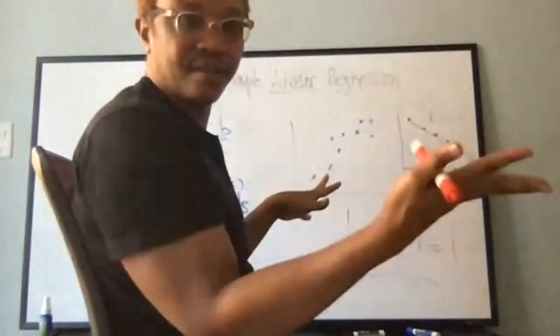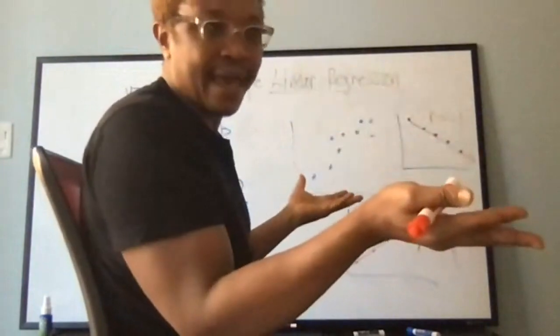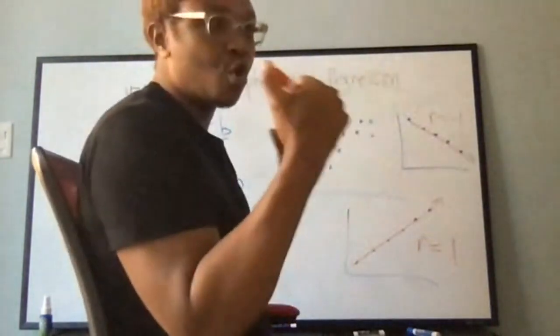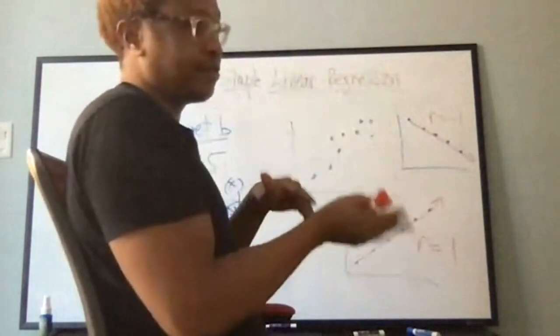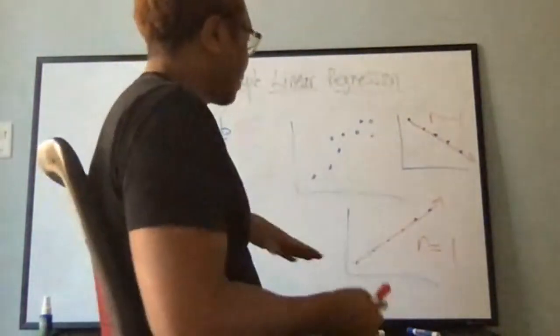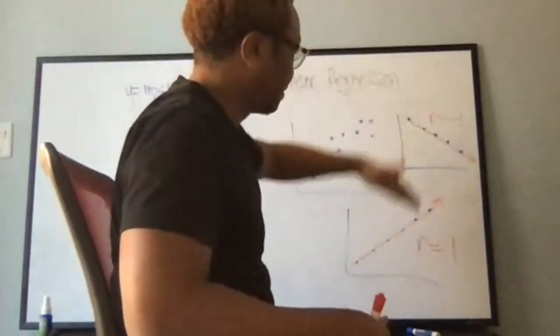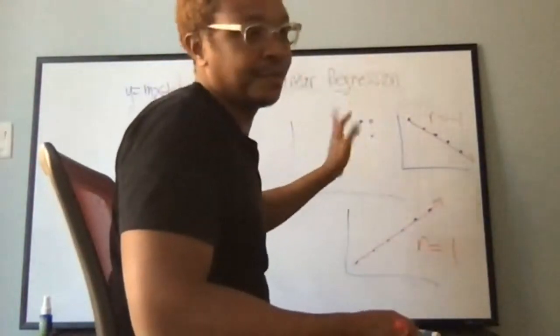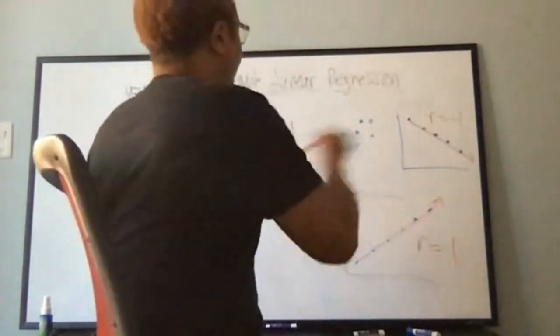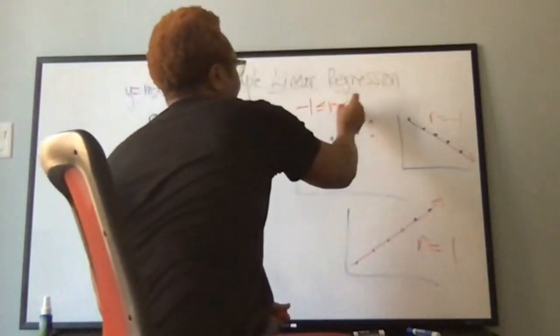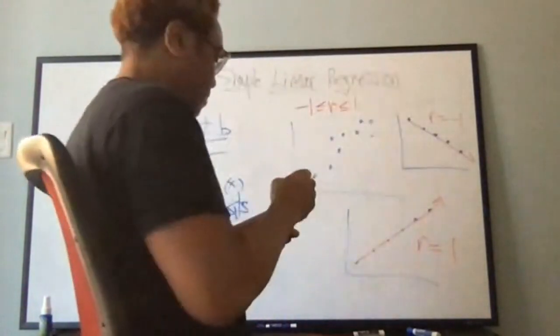But remember, if R is -1, that's not a bad thing. That's just saying it's a strong correlation going in the negative direction. So just make sure you know what the range is. If you say R is -2, that just doesn't make sense. It can only be between -1 and 1. That's the range it can go.